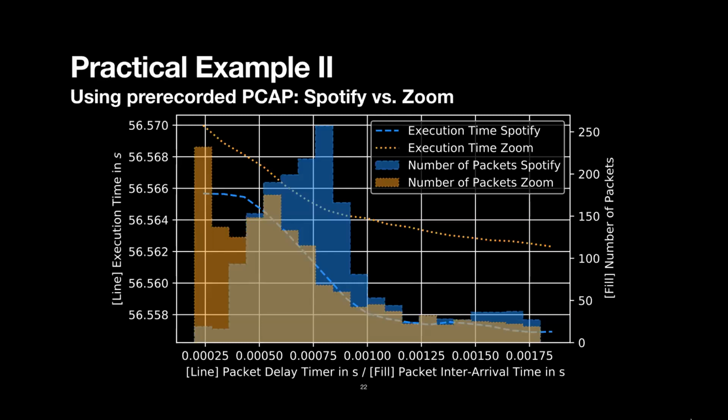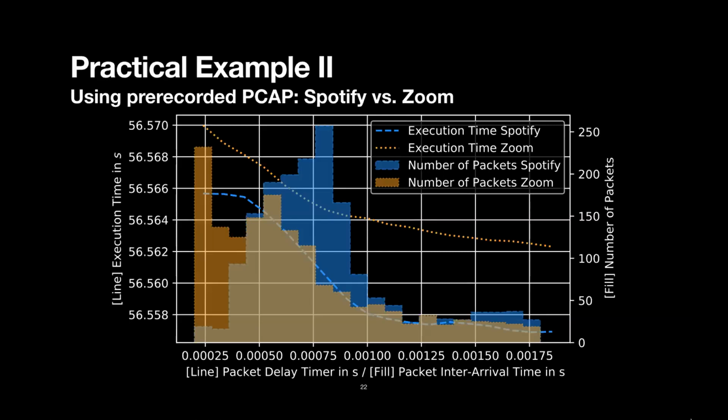On the x-axis, the packet inter-arrival time in the recording for the bins of the histograms. On the right-hand y-axis, the number of packets with such a delay since the previous packet. The apparent third histogram you see here is just the overlap between the 2 histograms.